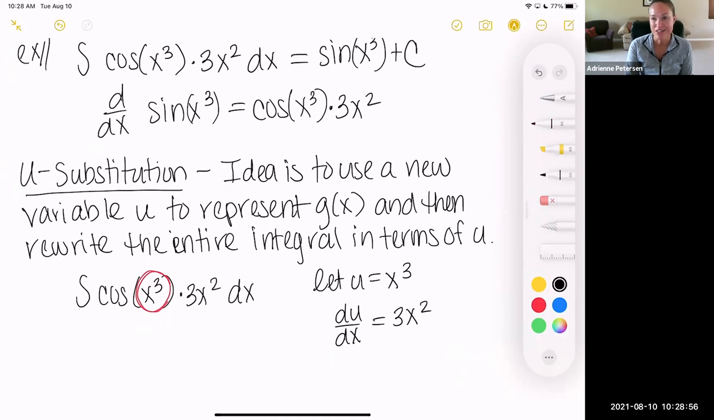Now, the next thing we do is use something called differentials. What we can do is separate that du dx. I'm going to separate this du dx, moving the dx to the other side of the equation. So I'm writing this as du is equal to 3x squared dx.